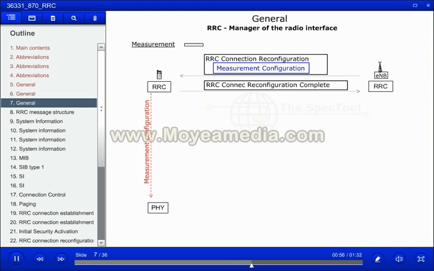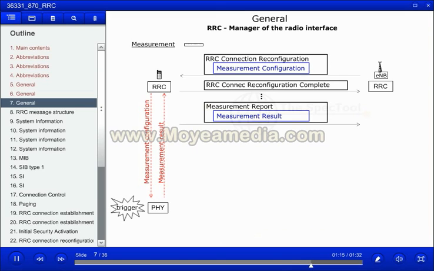The physical layer will perform measurements as ordered, and when triggered, measurement results will be delivered from the physical layer to the RRC in the UE. The RRC in the UE will generate a measurement report including these results and transmit it to the eNode B. The RRC in the eNode B will evaluate the measurement results and then possibly make a handover decision.